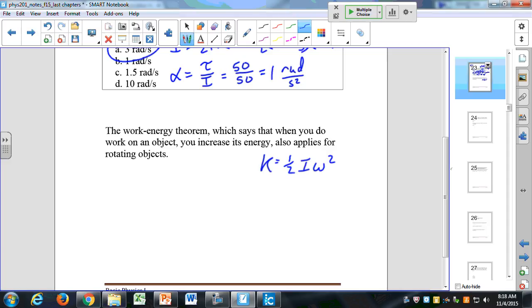That is, if I do work on an object, I will change its energy. In particular, we're just talking now about changing its kinetic energy. So if I have some work that I do on an object, I'll change its energy.